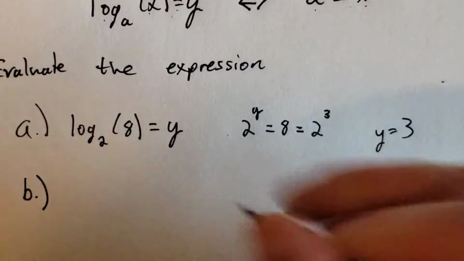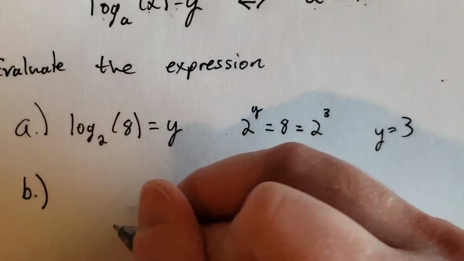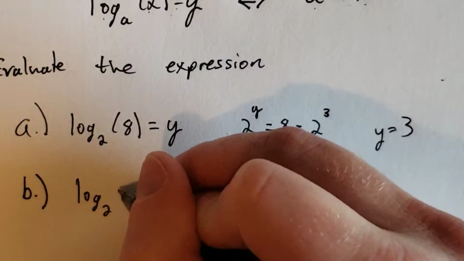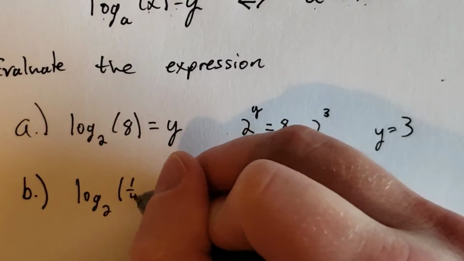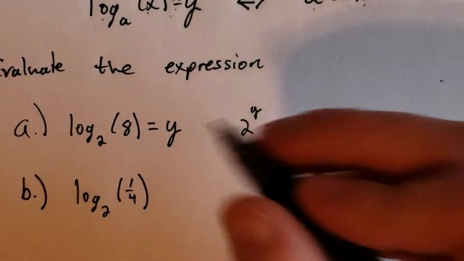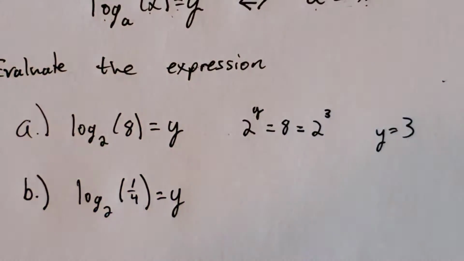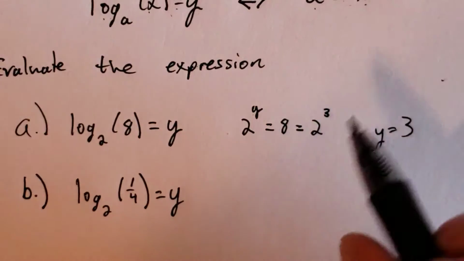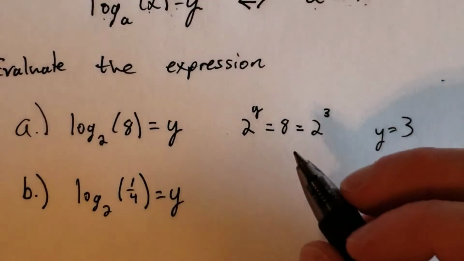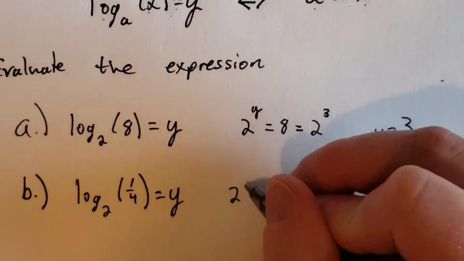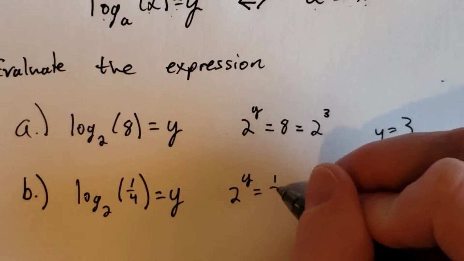So b is going to be log base 2 of 1/4. We want to evaluate that expression. Again, we write this out as equal to y. We rewrite this as an exponential function. So this would be 2 raised to the y is equal to 1/4.